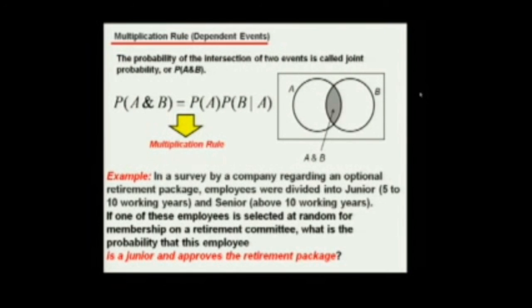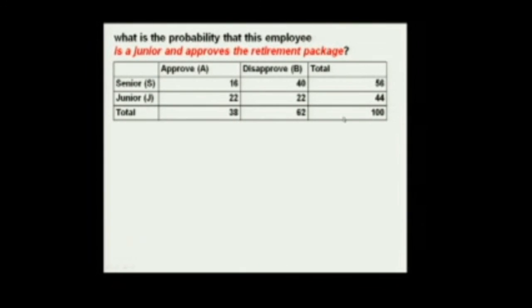Here is an example. In a survey by a company regarding an optional retirement package, employees were divided into junior, 5 to 10 working years, and senior, above 10 working years. If one of these employees is selected at random for membership on a retirement committee, what is the probability that this employee is a junior and approves the retirement package? Now here is our table again. Here is the junior and approves the retirement package. That's the 22, as you can see, the coexistence.